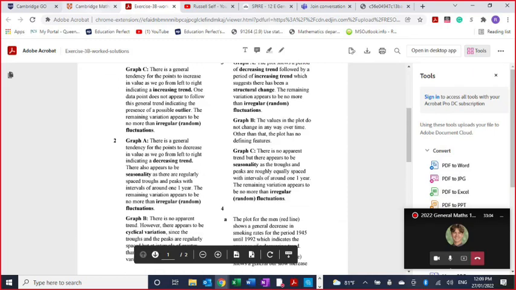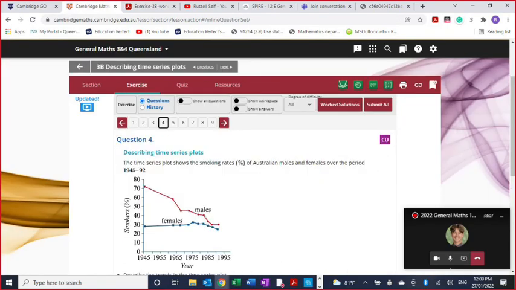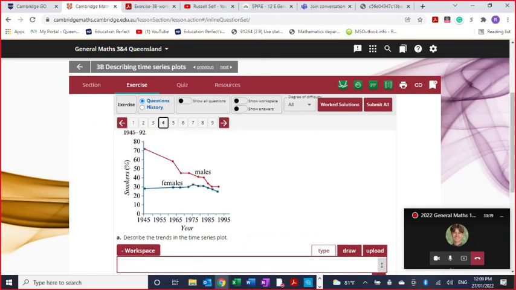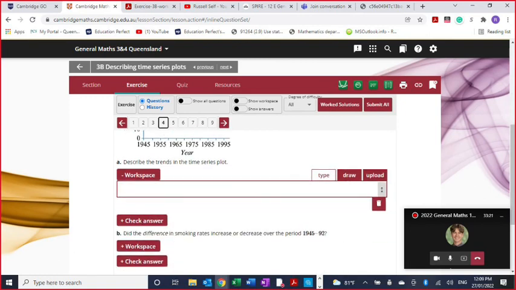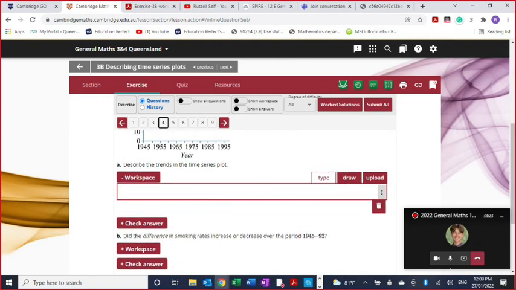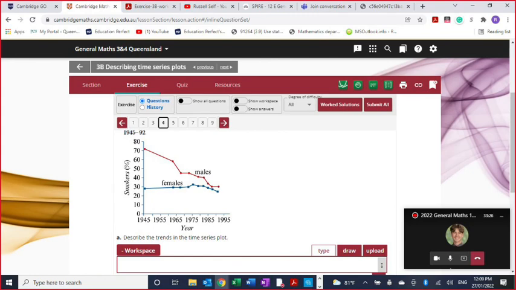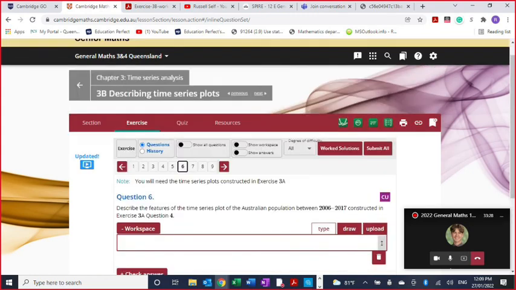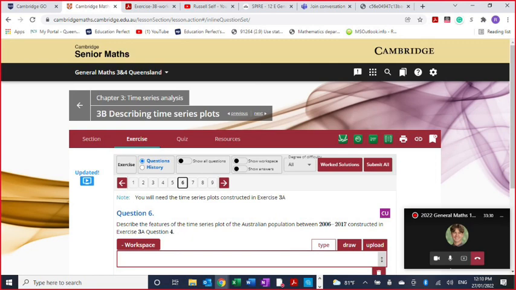Okay? Now, here you're going to describe these. Clearly, the males are decreasing, females are slightly decreasing, but really pretty much staying constant, right? And then you can compare those two. So you would simply write out what you think the difference in those smoking rates would be, right? So your big thing here is that you're using the proper language.